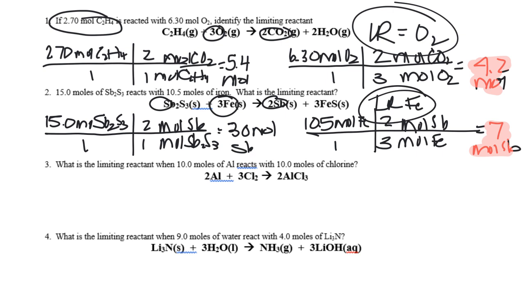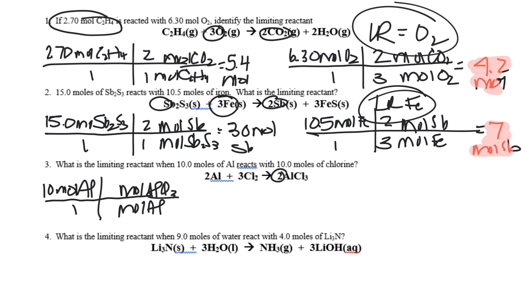Okay. Third example, we're doing exactly the same thing. This time we only have one product. So I have 10 moles of aluminum, and I want to go to aluminum chloride. So moles of aluminum comes down. Moles of aluminum chloride goes to the top. I have a 2 next to the aluminum chloride and a 2 next to the aluminum. So if all the aluminum is used up, I can get 10 moles of aluminum chloride.